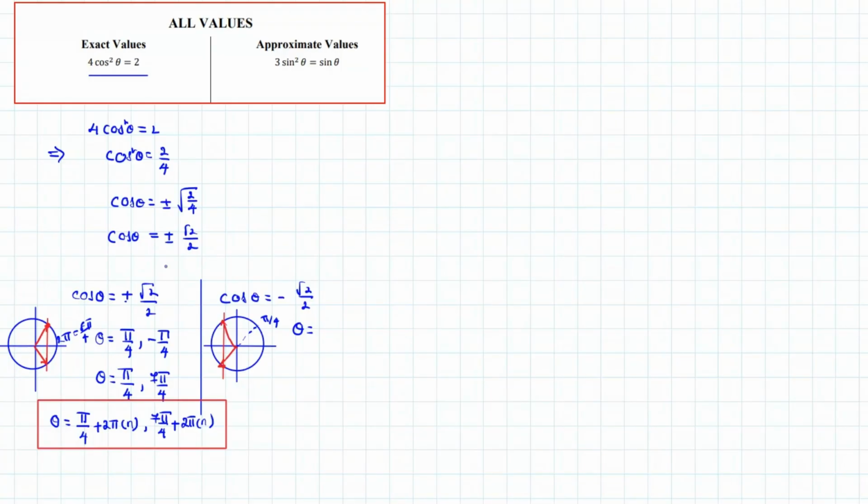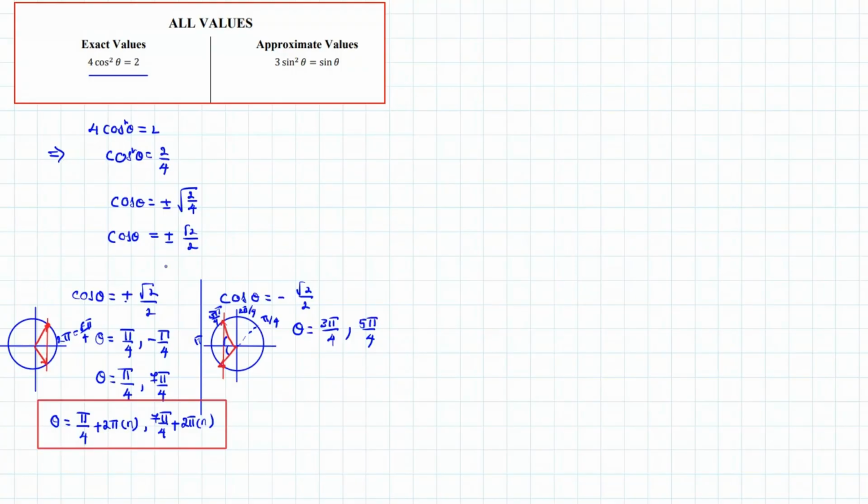Okay, so these are the solutions in 0 to 2 pi, but we have to find all the values, so we have to add the period of the cos function. So that is 3 pi over 4 plus the period of the cos function, which is 2 pi, and multiples of 2 pi n, and 5 pi over 4 plus multiples of 2 pi n, where n is an integer. Okay, so these are the solutions of this equation.